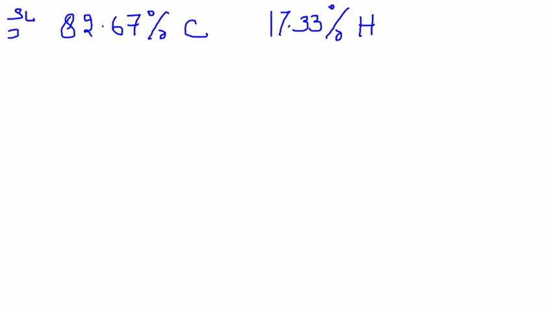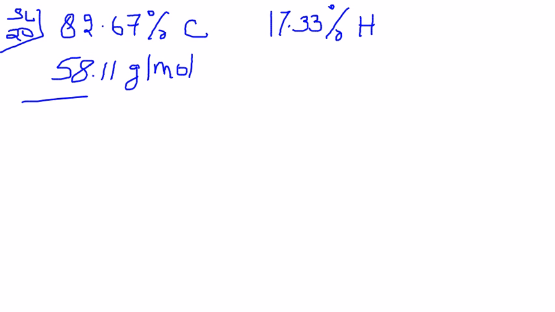Slide number 20. Okay, so what it says is that there is a compound, and when it was analyzed for mass percent, it was found to be 82.67% for carbon, 17.33% for hydrogen, and there was a molar mass that was determined, and that molar mass was found to be 58.11 grams per mole. The question asks you to provide the empirical formula again, as well as the molecular formula. So hopefully you can recall, we've already done 2-3 problems on this.